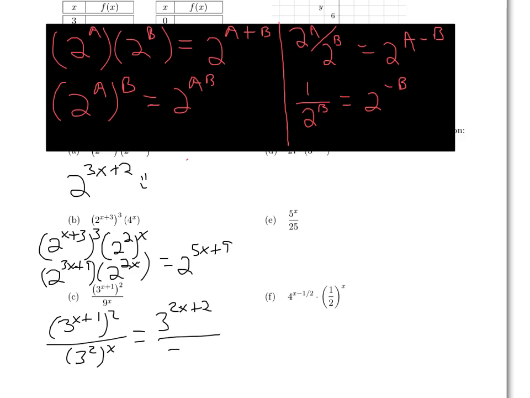And in the denominator, I have 3 to the 2x. And so this is sort of a curious one because with the rule for a fraction of powers, we subtract. And if you subtract the two powers, the 2x plus 2 in the top minus the 2x in the bottom just leaves you with 3 squared.